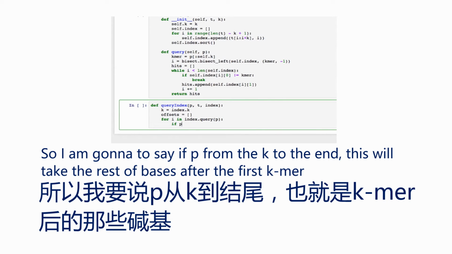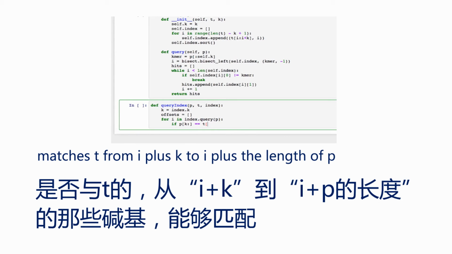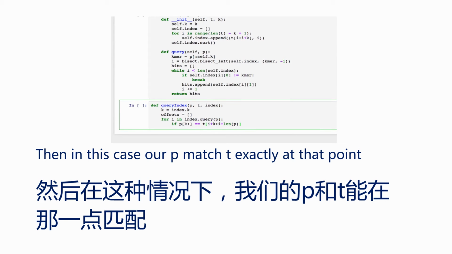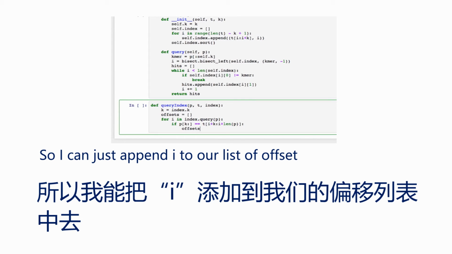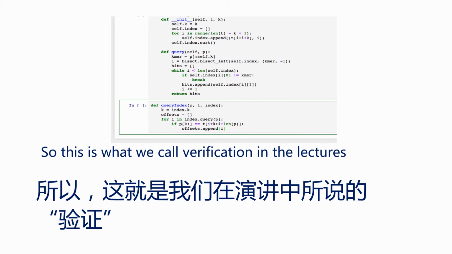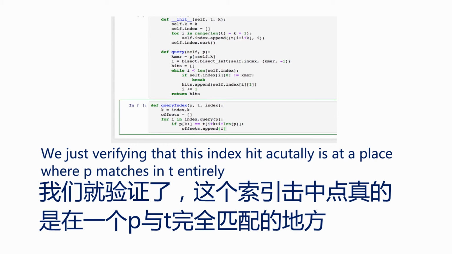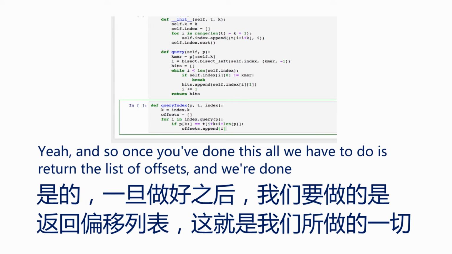So I'm going to say if P from K to the end, so this will take the rest of the bases after the first k-mer, matches T from i plus K to i plus the length of P, then in this case our P matches T exactly at that point. So we can just append i to our list of offsets. This is what we called verification in the lectures. We're just verifying that this index hit actually is at a place where P matches in its entirety. And so once we've done this, all we have to do is return our list of offsets and we're done.